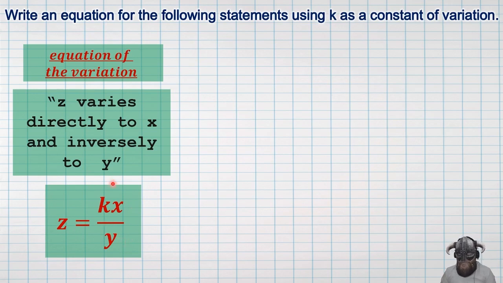Direct kasi siya sa x, kaya katabi ni k si x, and then inverse daw siya kay y. So, nasa denominator siya, di ba? Ganun naman kapag inverse variation, nasa baba ng k yung ating variable or yung ating isang quantity.